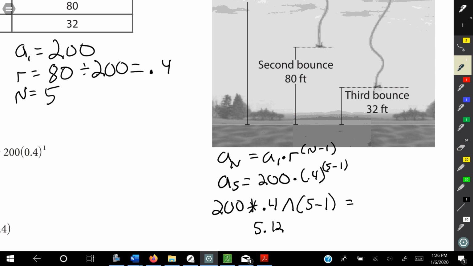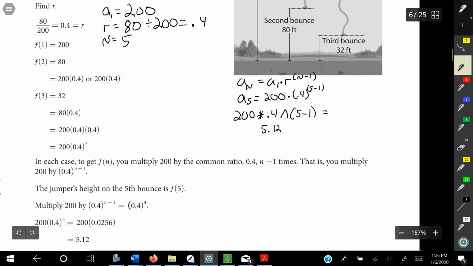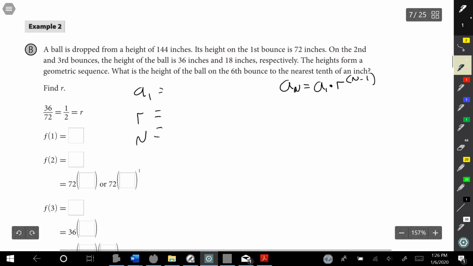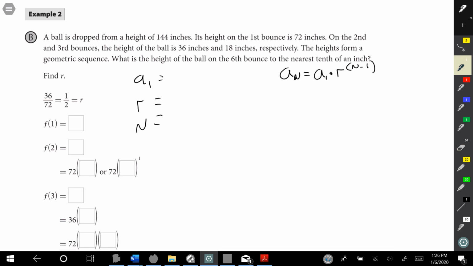Okay, let's take a look at another example. Here it says a ball is dropped from a height of 144 inches. Its height on the first bounce is 72 inches. On the second and third bounce, the height of the ball is 36 inches and 18 inches respectively. The height forms a geometric sequence. It says, what is the height of the ball on the sixth bounce to the nearest tenth of an inch?